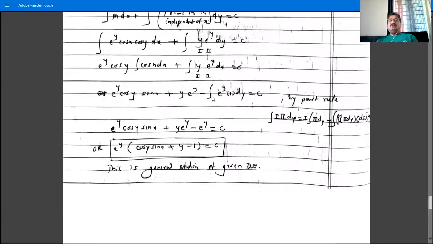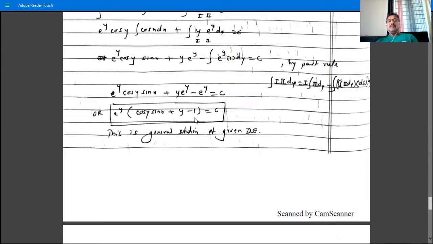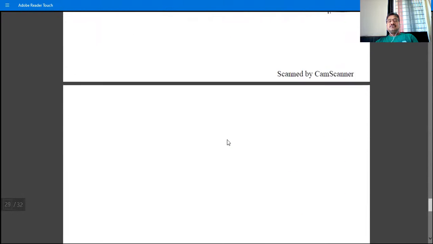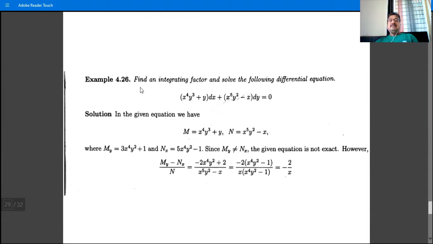And then e raised to y. Just write e raised to y, since the integration of e raised to y is e raised to y. So if you take e raised to y as common, we have this bracket, and this is the general solution of the given differential equation.